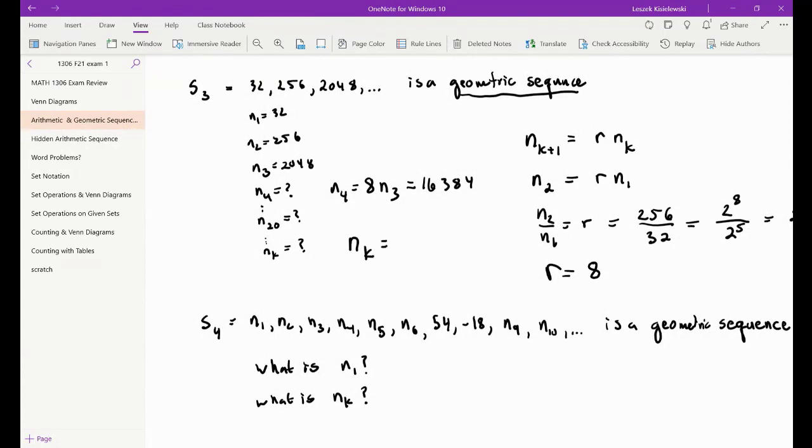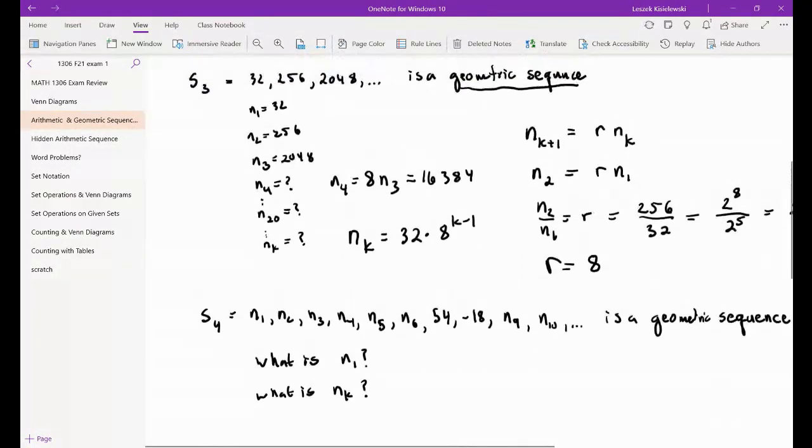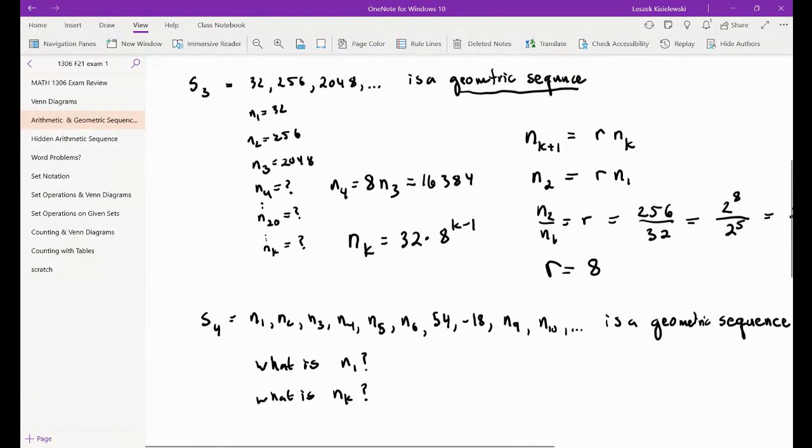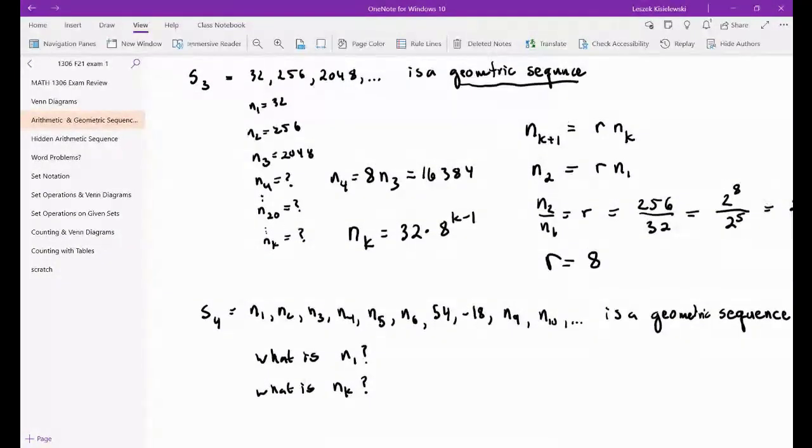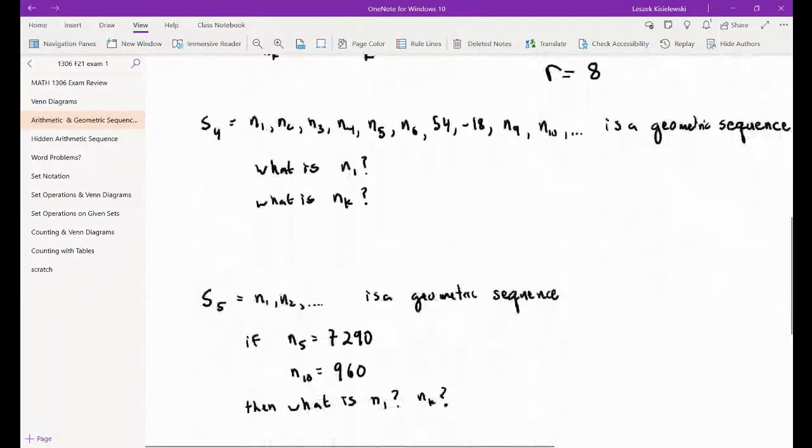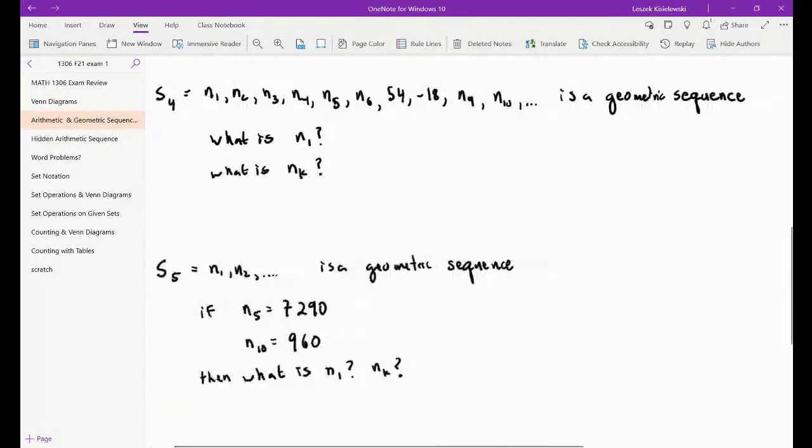N sub k, I guess, would be 32 times 8 to the power k minus 1. But I don't think you're expected to do that, so I'm kind of questioning my reasons for even commenting on it. So let's just move on to another geometric sequence.